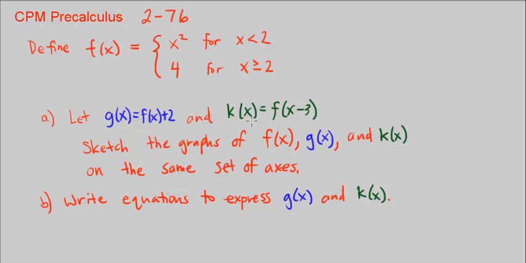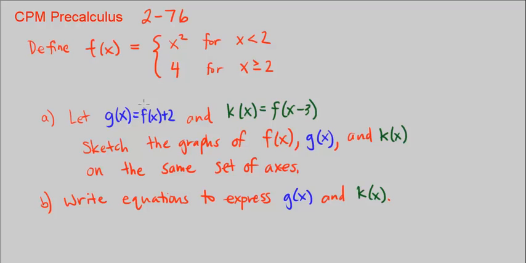This is CPM Precalculus Chapter 2, number 76. So here we're having f of x defined piecewise. It's x squared for x less than 2, and 4 for x greater than or equal to 2. Then we're told g of x is f of x plus 2.